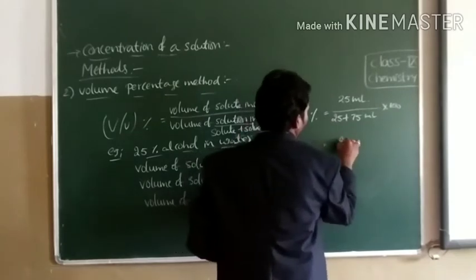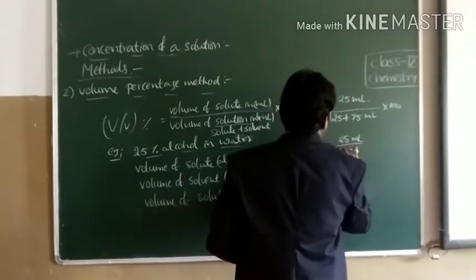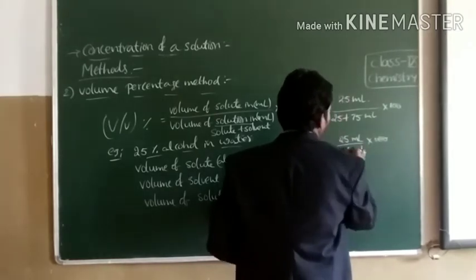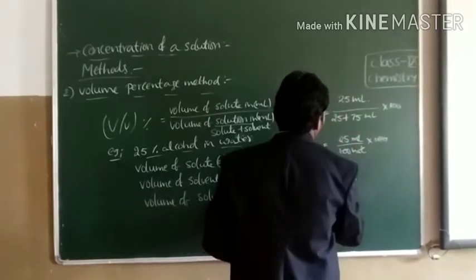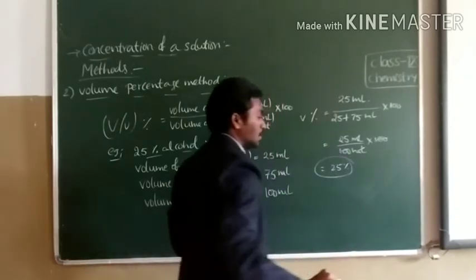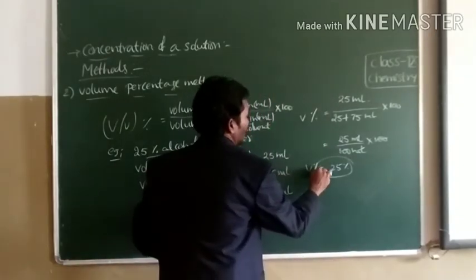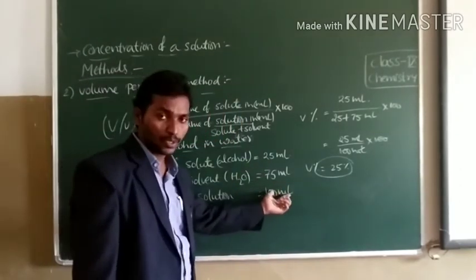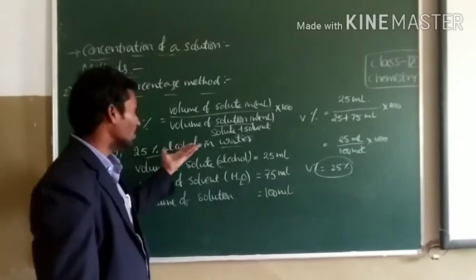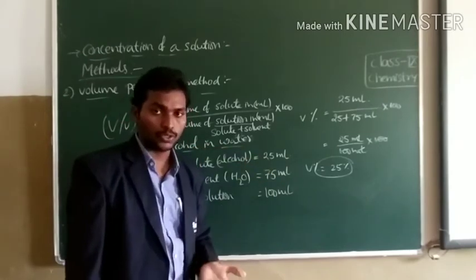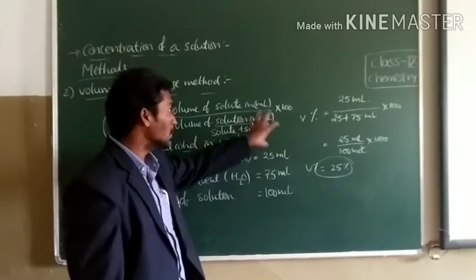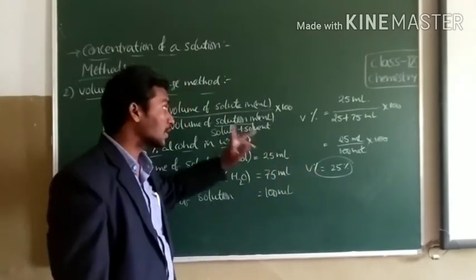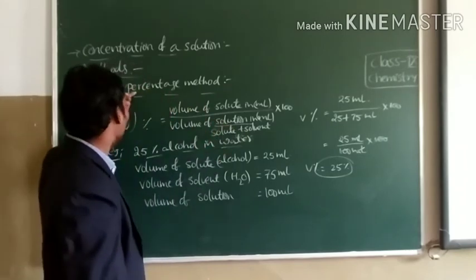That is equal to 25 ml per 100 ml into 100. The 100 gets cancelled, so 25%. So when 25 ml of alcohol is dissolved in 75 ml of water, it forms a 25% alcohol in water solution. This is the way we have to calculate the concentration of solutions in the case of liquids by volume percentage method.